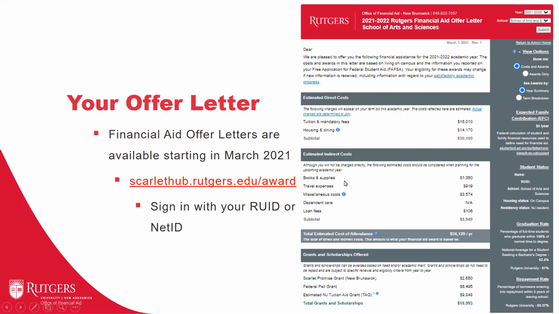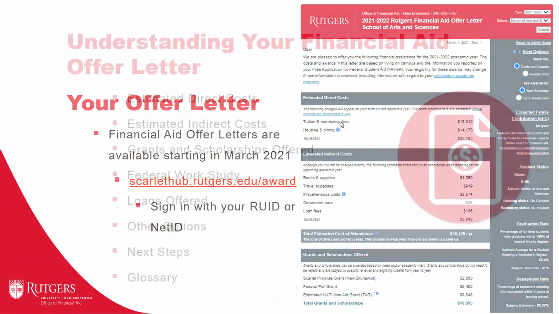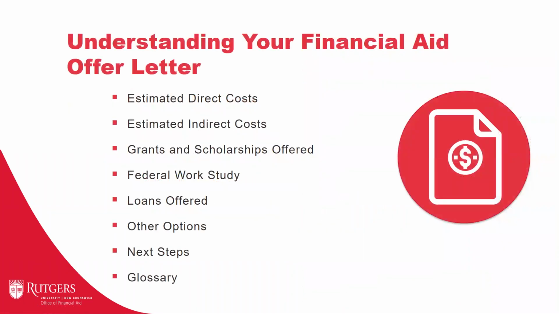Okay, so this is what it looks like, and I'm basically going to go over each section on the financial aid offer letter. In understanding the offer letter, there are various sections. We have the estimated direct cost, estimated indirect cost, grants and scholarship offered, federal work study, loans offered, then other options, the next steps, and then glossary. The way this is listed is exactly how it showed up on your offer letter.